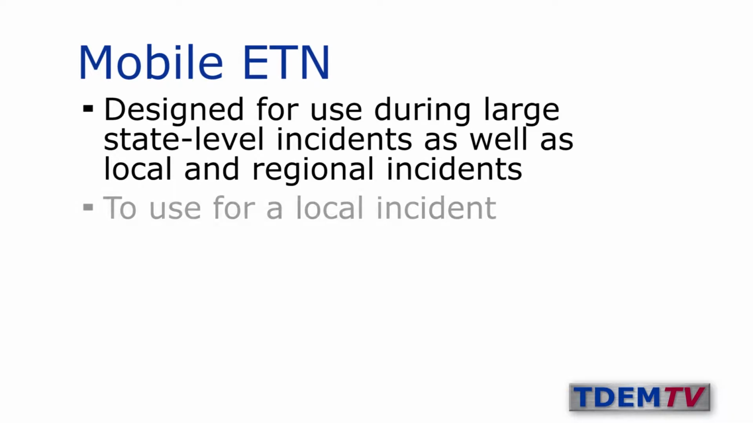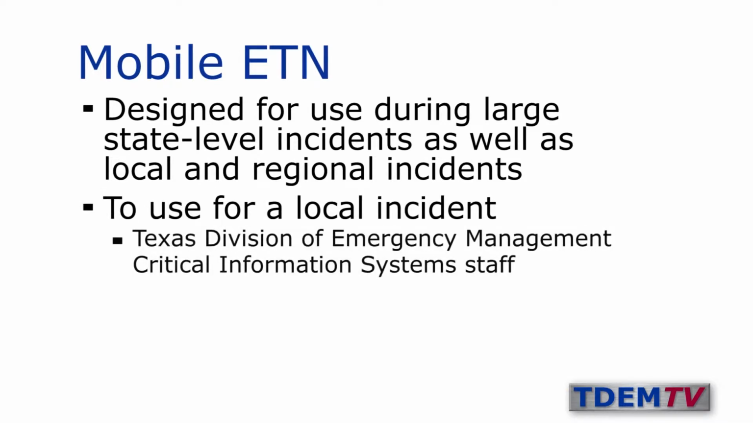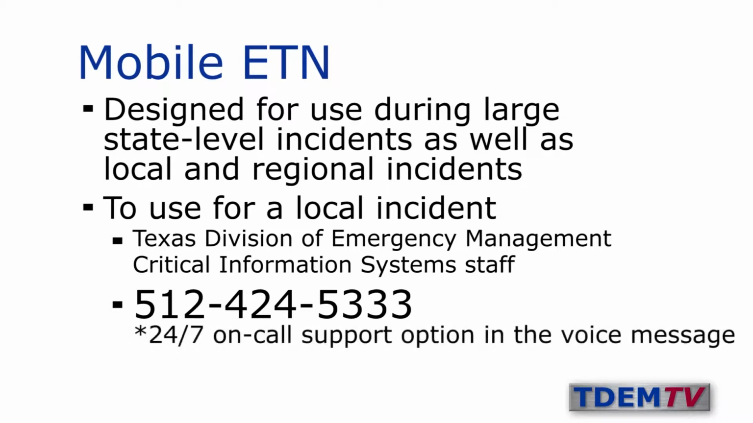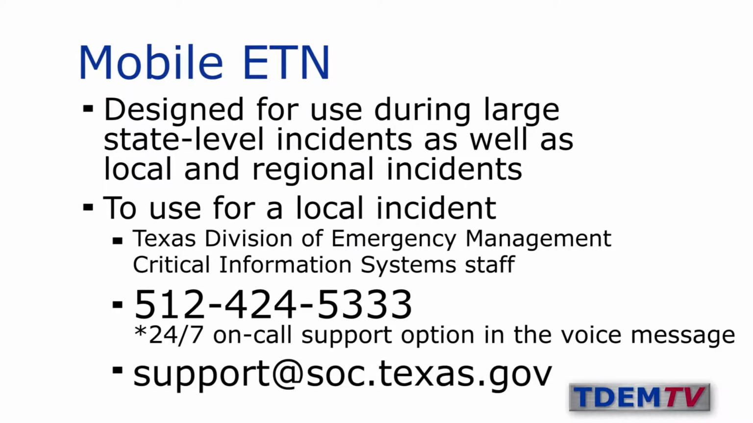Jurisdictions that want to use Texas ETN for a local incident should work with the Texas Division of Emergency Management Critical Information Systems support staff to activate an account for their incident. CIS can be reached at 512-424-5333. If support is needed during non-business hours, select the option for on-call from the voice message of the support line, which is available 24/7, or by email at support@soc.texas.gov.